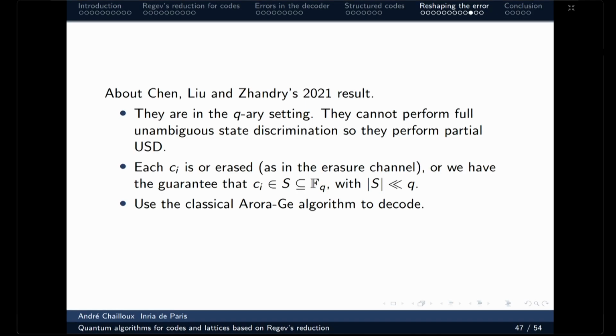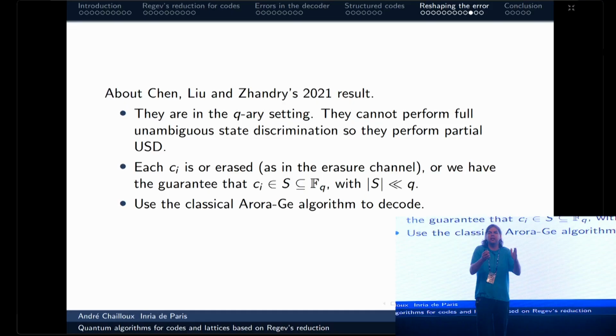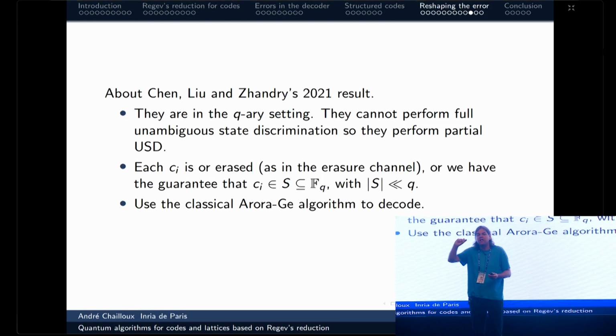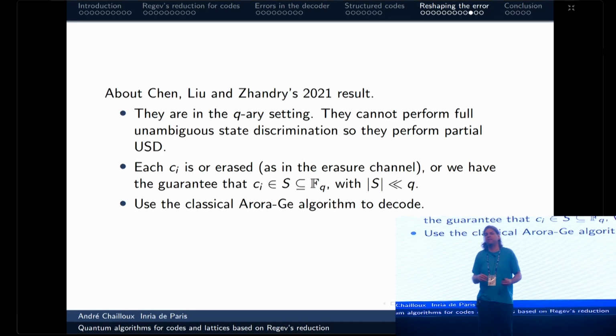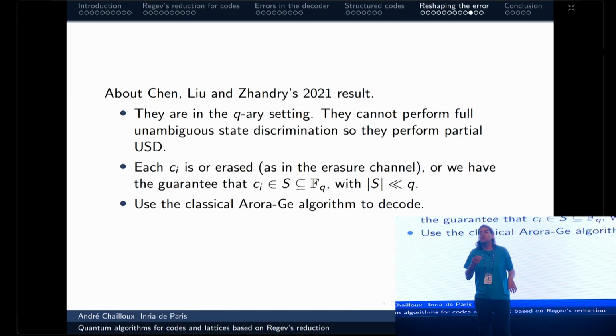Okay, in their case, it's a little bit more complicated. They cannot do full unambiguous state discrimination, but they do something partial. They say, okay, with some probability I abort, but if I don't erase, then I know that each bit of Ci, I don't know which one it is with certainty, but it lies in a very small subset S of my coordinate space F_q, right? So the size of S must be very small. Think of S as 2. Ci can be one or the other out of this large field F_q, and then the Arrogé algorithm will allow you to decode, right? So that's what they do.